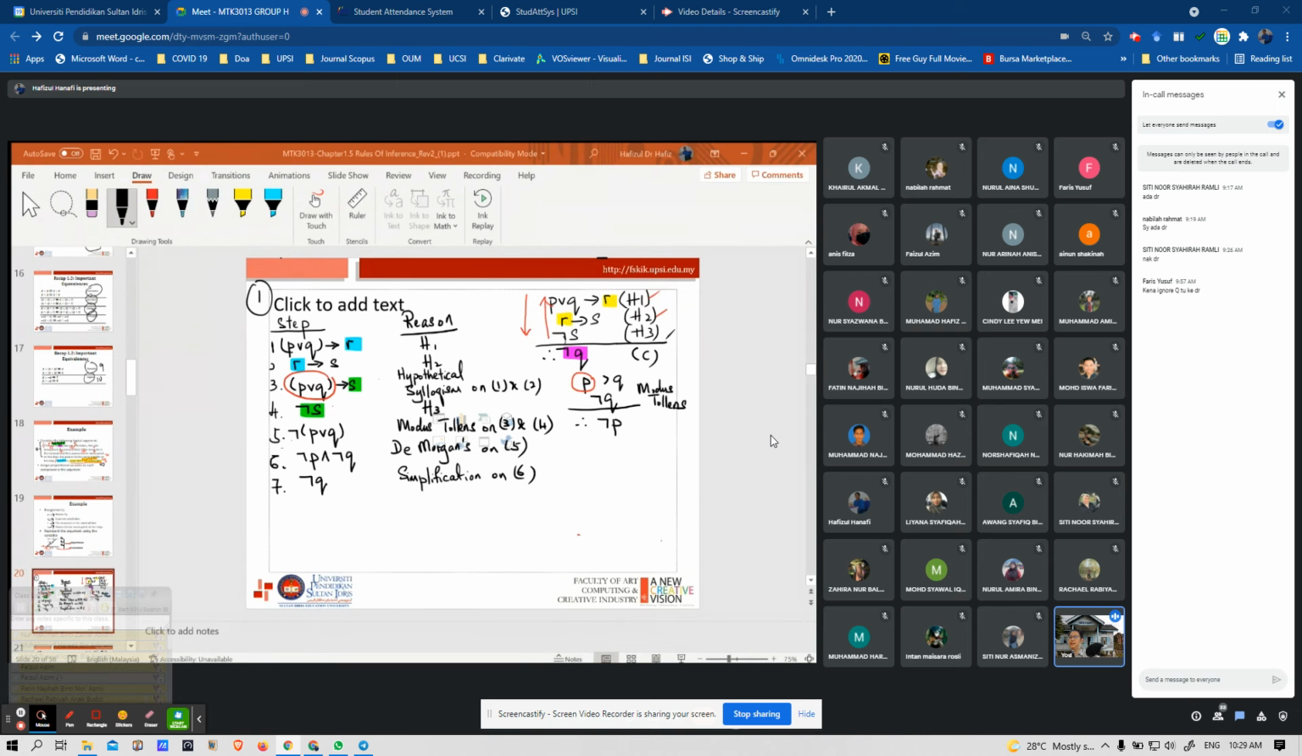Okay, here we have P or Q implies R, H1, and then R implies S for H2, and then we eliminate R, and then we negate the S. After we negate the S, we have negate Q as a conclusion. Okay, you can do it both ways. Either you negate first for H3, or you can go by the H1 first. It's either way.